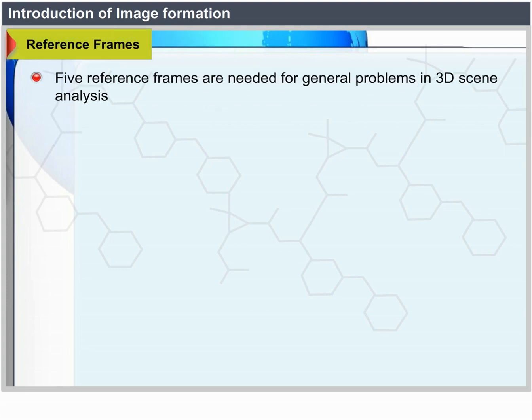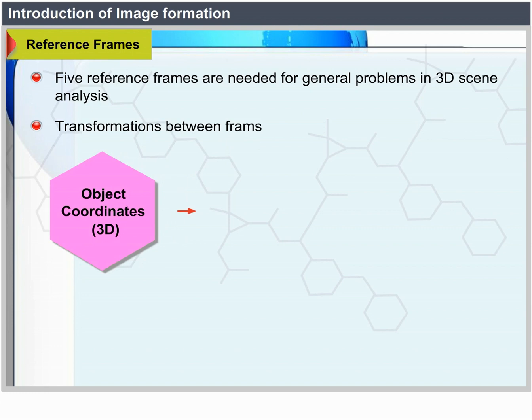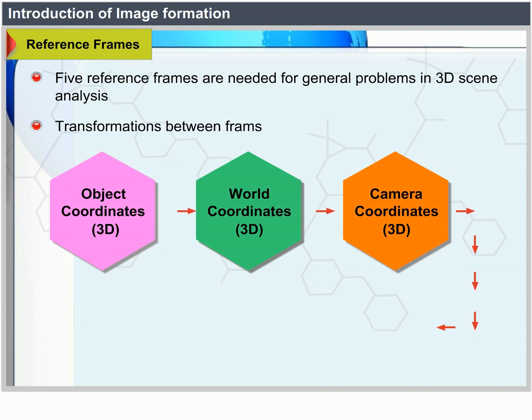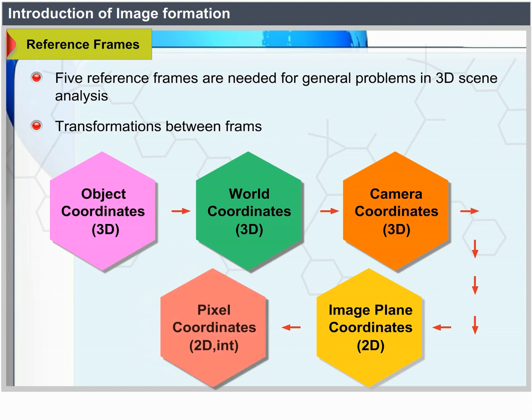Reference frames. Five reference frames are needed for general problems in 3D scene analysis. Transformations between frames: object coordinates 3D, world coordinates 3D, camera coordinates 3D, image plane coordinates 2D, pixel coordinates 2D.